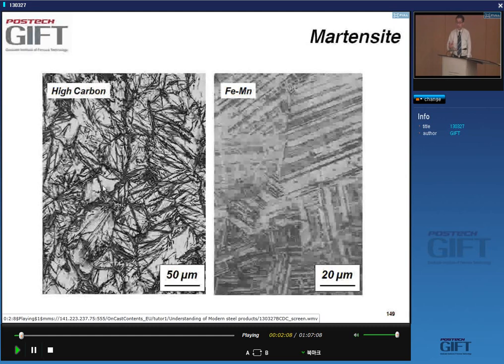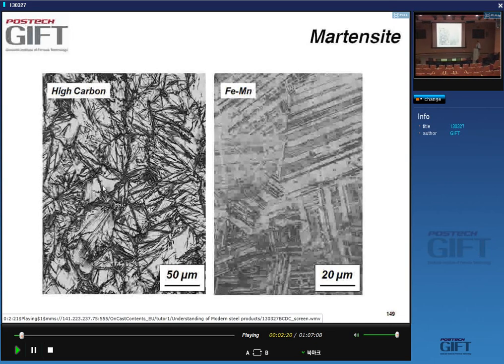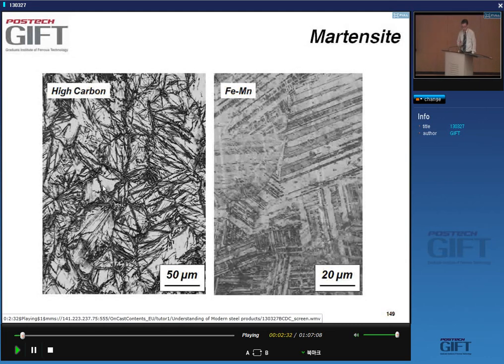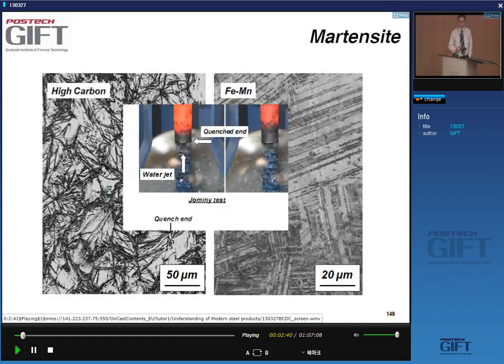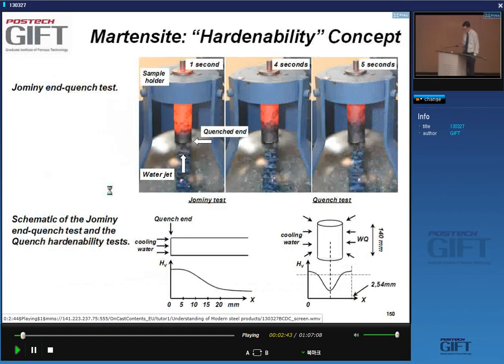There are many other martensite morphologies. For instance, on the right you see the morphology of epsilon martensite. It's hexagonal martensite that you will form in certain iron manganese alloys, which are highly alloyed in manganese. To get something like this, you would typically have to alloy the iron to about 15-20% of manganese. All right, so the subject of martensite brings us to the topic of hardenability.